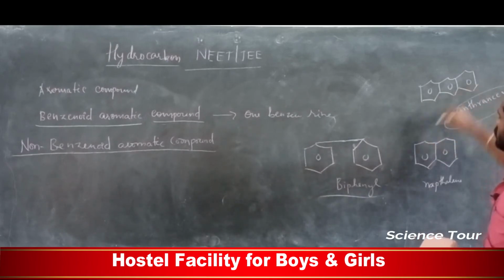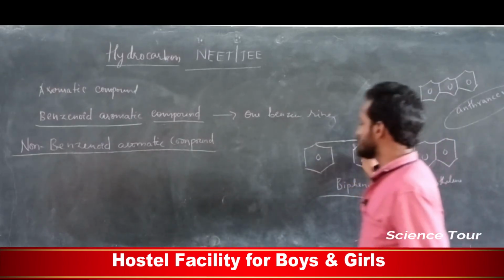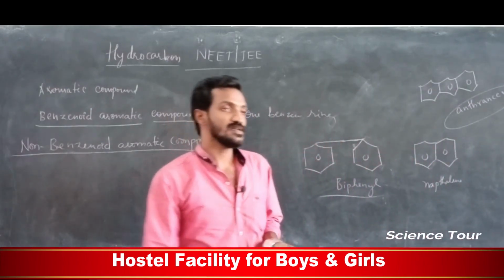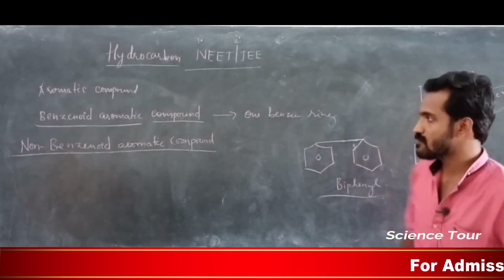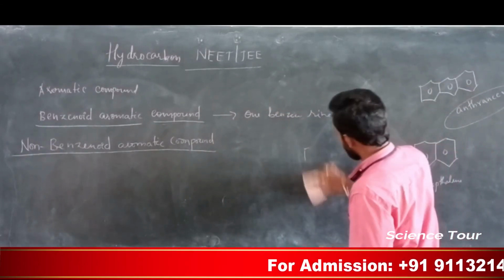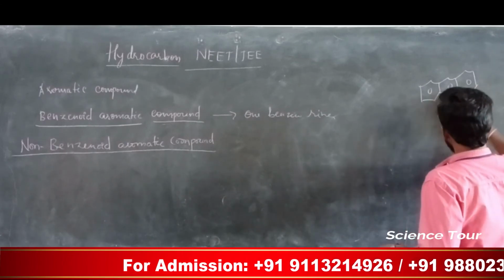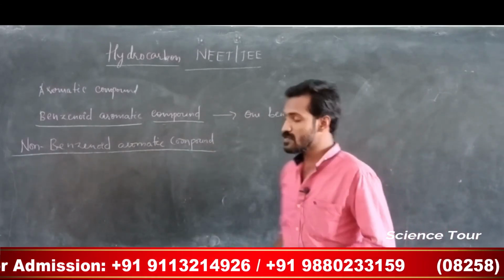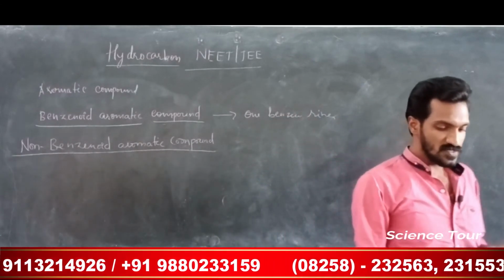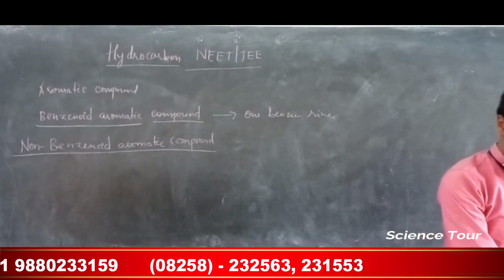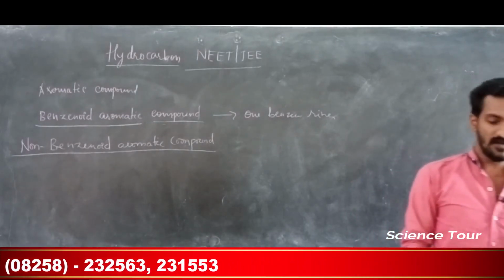My dear students, in all these you can see more than one benzene ring. So it is called polycyclic benzenoid compound. Okay, next we are going to discuss non-benzenoid compound, meaning one which is not a benzenoid compound. In that also different types are there.